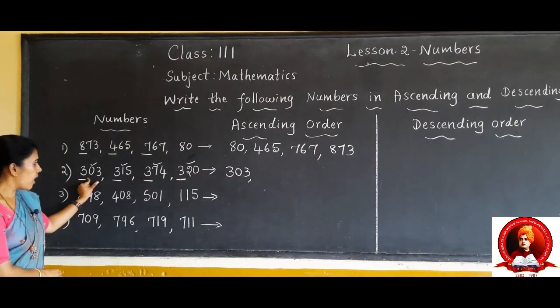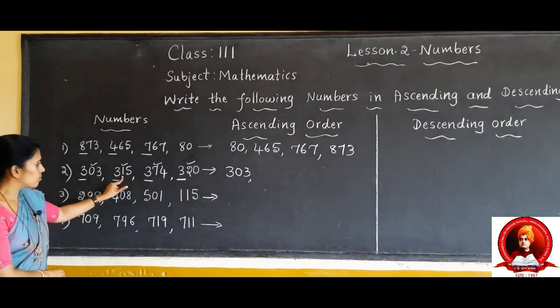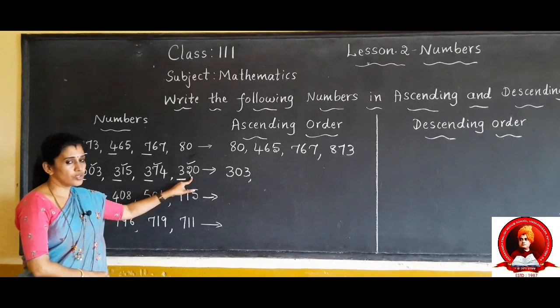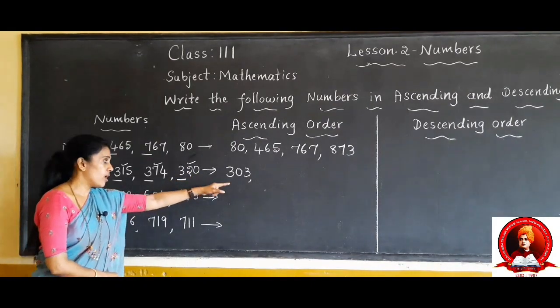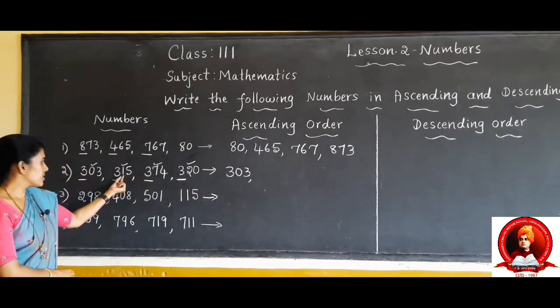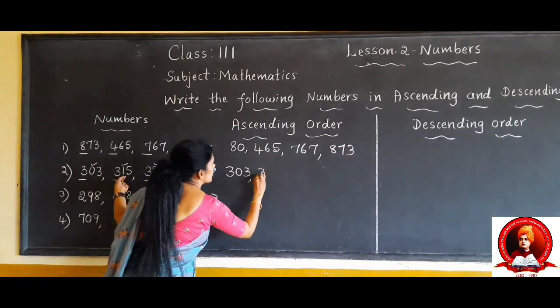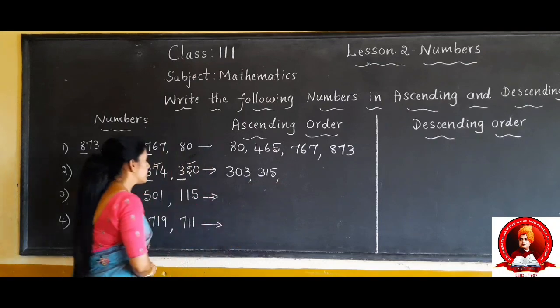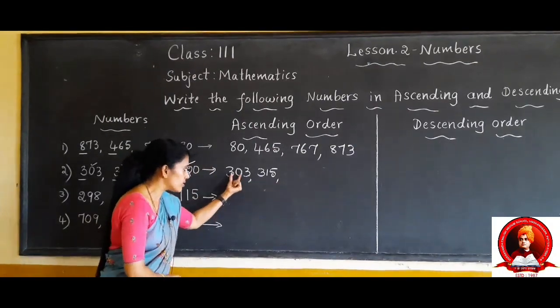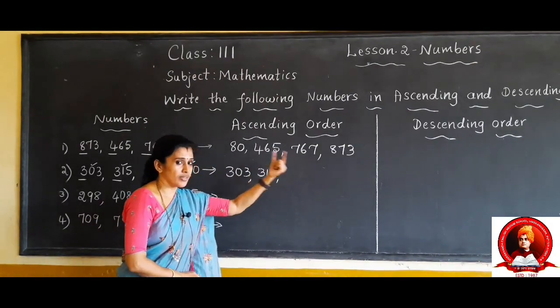Okay, 303. Which one is the next number children after 303? That is here after 0, 1. Next number, yes, we will write here 315. See, now we are arranging the numbers from the smallest to the greatest, one by one.